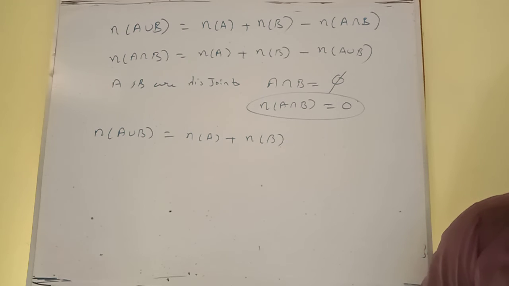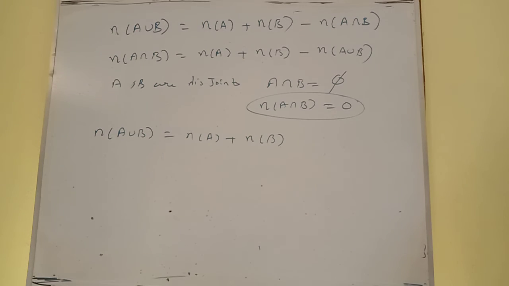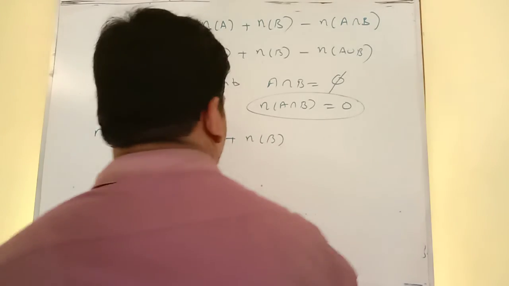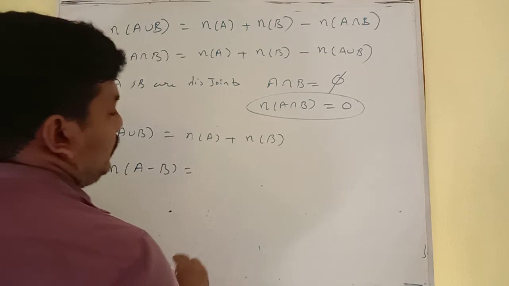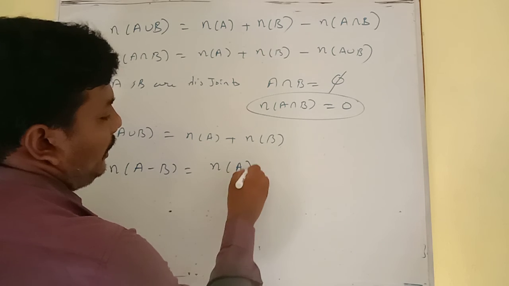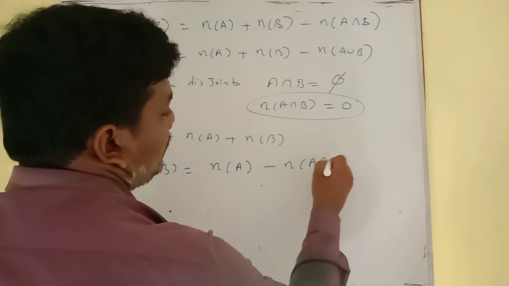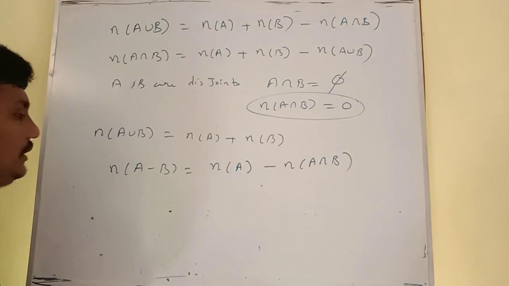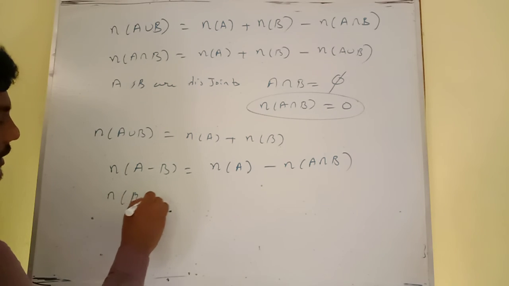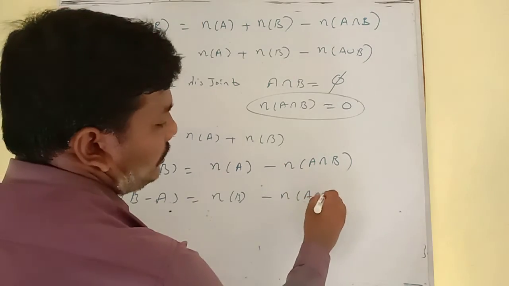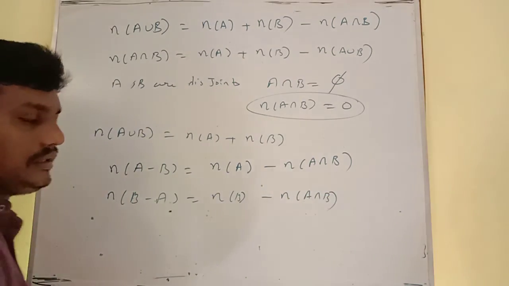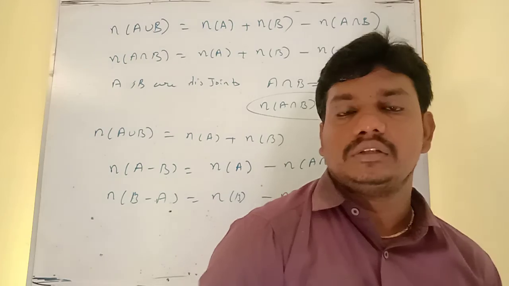Then what about n of A minus B? n of A minus B is equal to n of A minus n of A intersection B. Like that, n of B minus A is n of B minus n of A intersection B. So like that we can consider all the examples. Okay.